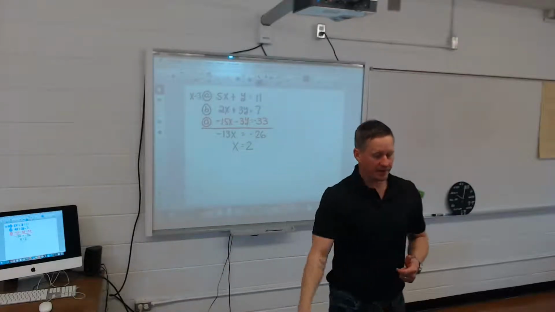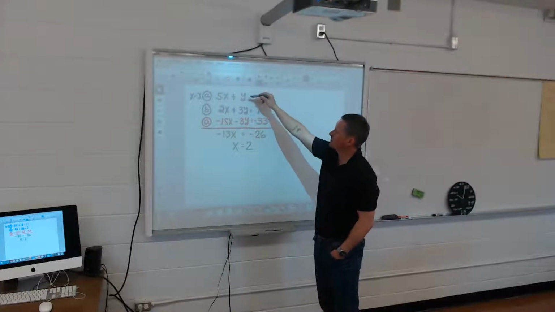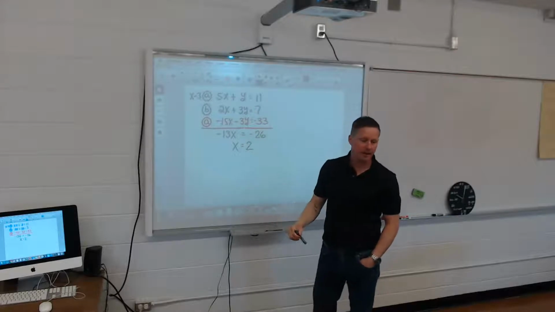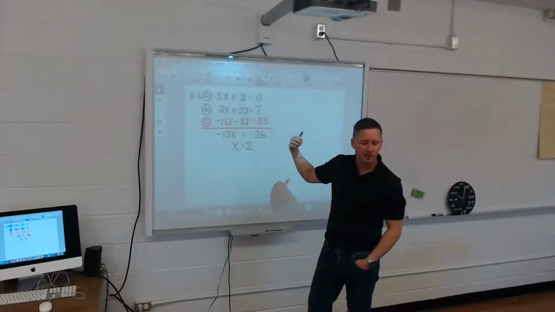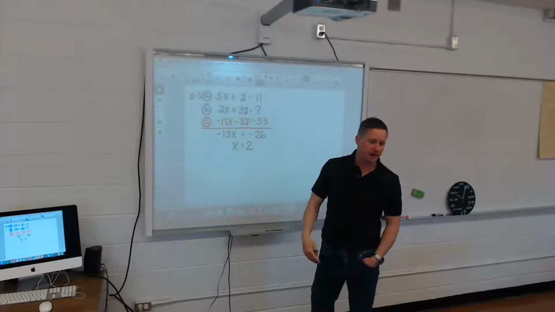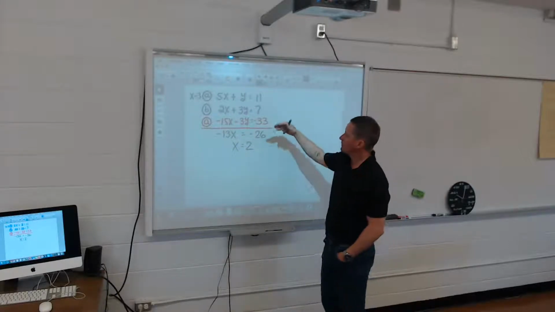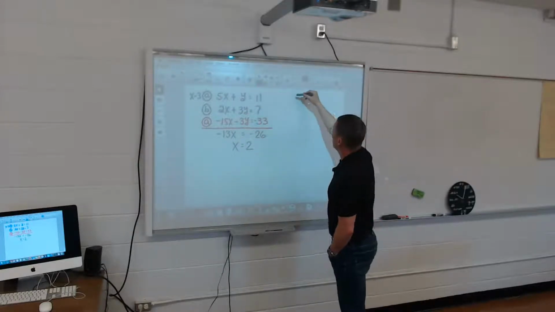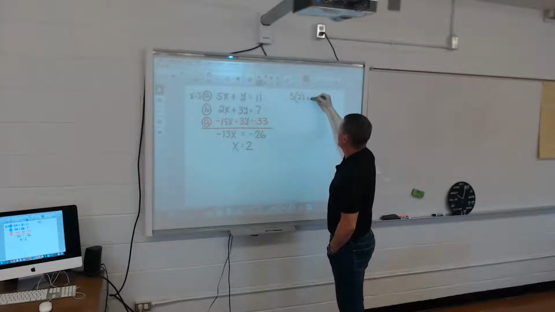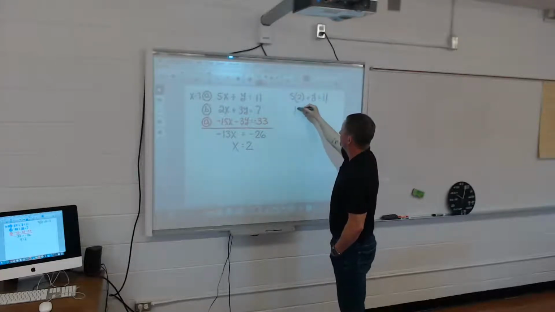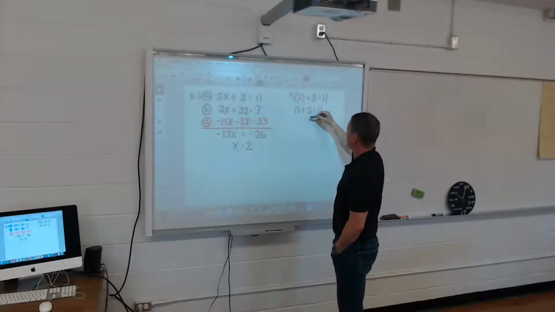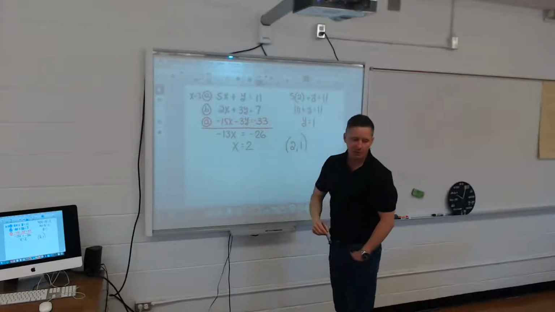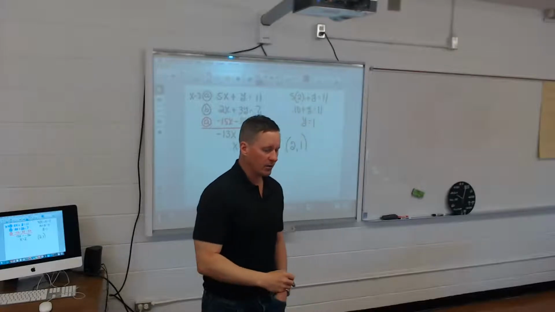This is different than the substitution method, in that in the substitution method I would have solved for y here and plugged it into there, and I would end up doing the same thing. But from here on in, to find the y value, I do it the exact same way as in the substitution method. So the two methods are only different on how you start them. Now I'm going to plug 2 in for x and solve for y. So my solution, where those two lines intersect, is at 2 and 1.